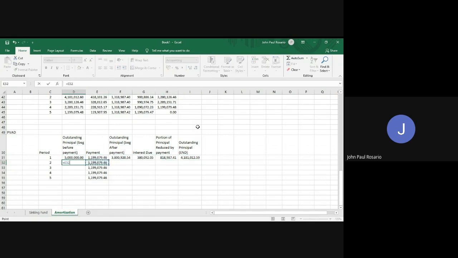So here will be the same. Our ending here will be our beginning in the next period, and then we deduct again our payment, and then our interest due should be based on this balance after payment. And our portion of principal reduced by payment is of course your payment less the interest portion, and your outstanding principal end should be the balance previously. Oh no, not that one anymore. Oh, sorry. So our outstanding principal end should be not this one, but this one, the outstanding principal after payment.